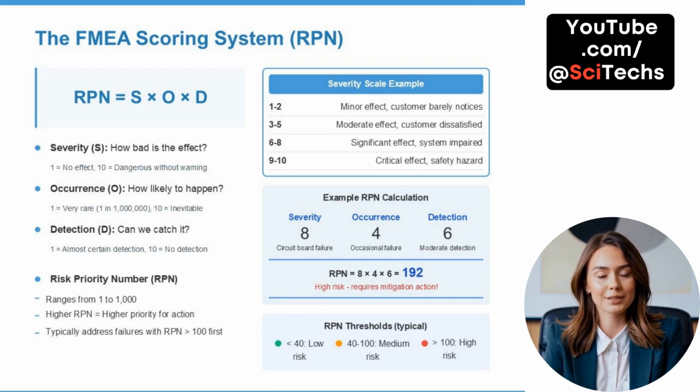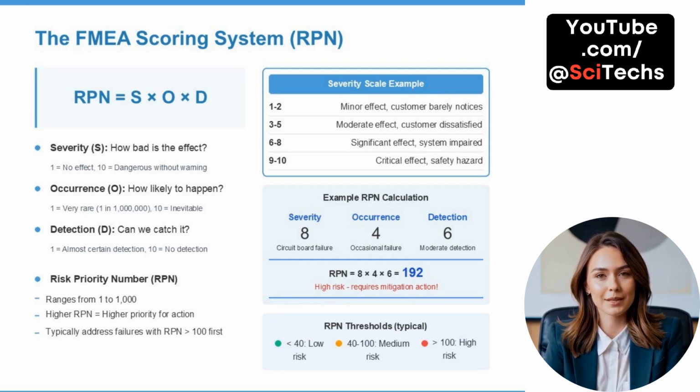Detection gauges our ability to catch the failure before it reaches the customer, where 1 means near certain detection and 10 means it likely won't be caught. The higher the RPN, the more urgent the need for action. Typically, an RPN above 100 is considered high risk and prioritized for mitigation.